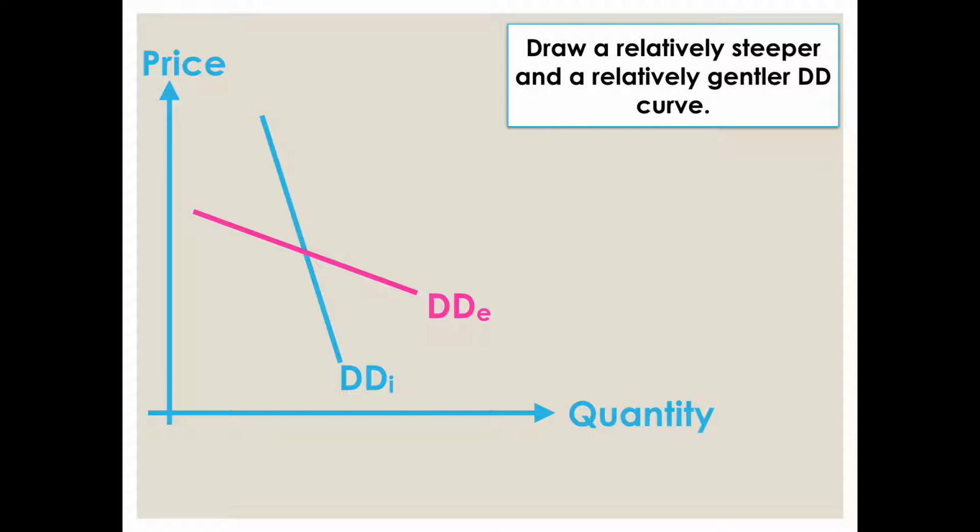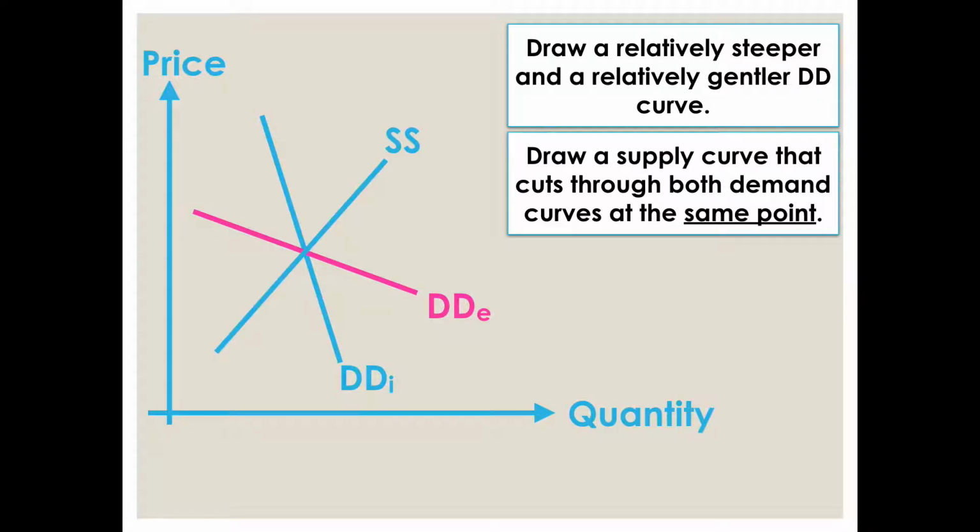Notice that in this case, the reason why I'm able to say that the steeper demand curve represents a more price inelastic demand curve is because I'm comparing it with another demand curve on the same graph. Okay, next I will draw a supply curve that cuts through these two demand curves at the same point. Why would I want to do this? Because this will allow me to establish a common start point that allows me to do some comparison. Okay, so this is my original equilibrium point at the original price P and the original equilibrium quantity Q.